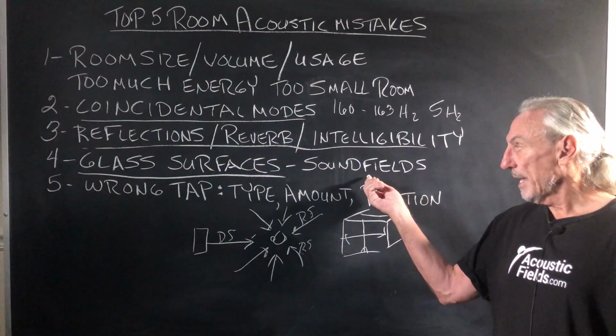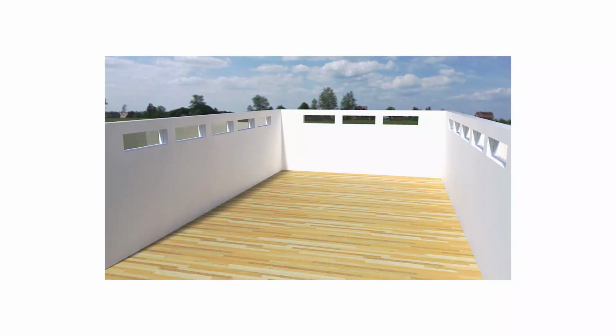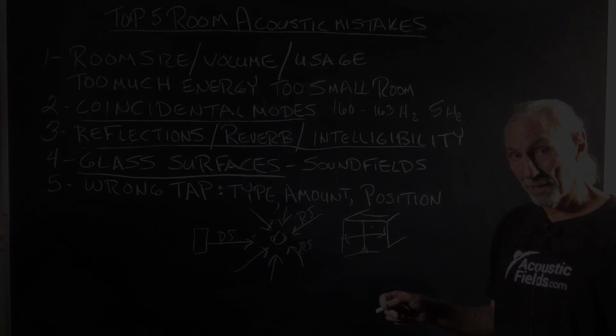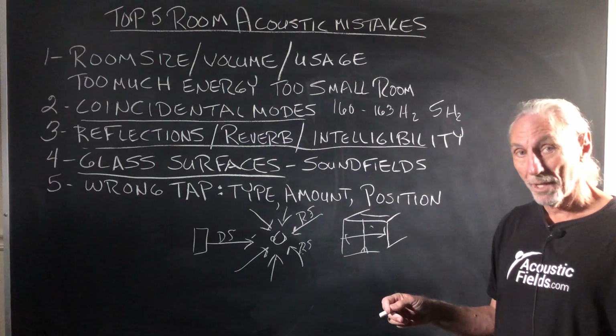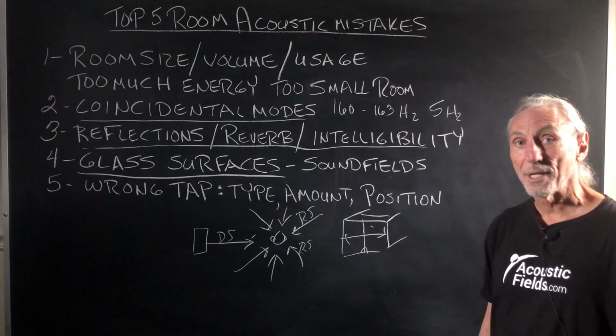Now, there's a way to put windows in a room. Take a look at this graphic here. You can see that we can put windows. We just have to get them up towards the top of the wall, closer to the ceiling. There are ways to let ambient and natural light into a room. Plenty of ideas. Just keep glass out of the sound field. It alters frequency response, has a negative impact on frequency response. We don't want that, okay?